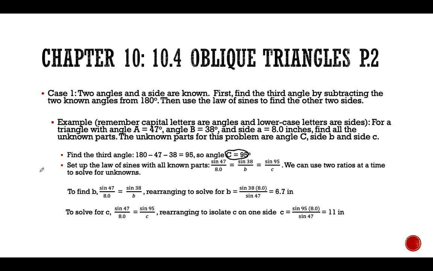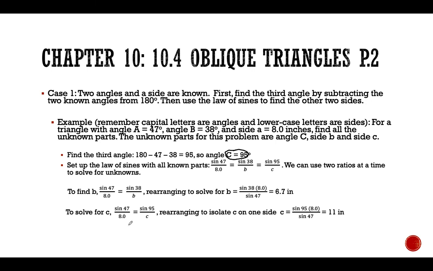Now we can use two ratios at a time to solve for the unknown. So first we're going to solve for side B. We're going to use the A ratio equals the B ratio. Sine of 47 over 8 equals sine of 38 over B, the unknown. Now we're going to rearrange to solve, and we get B equals 6.7 inches.